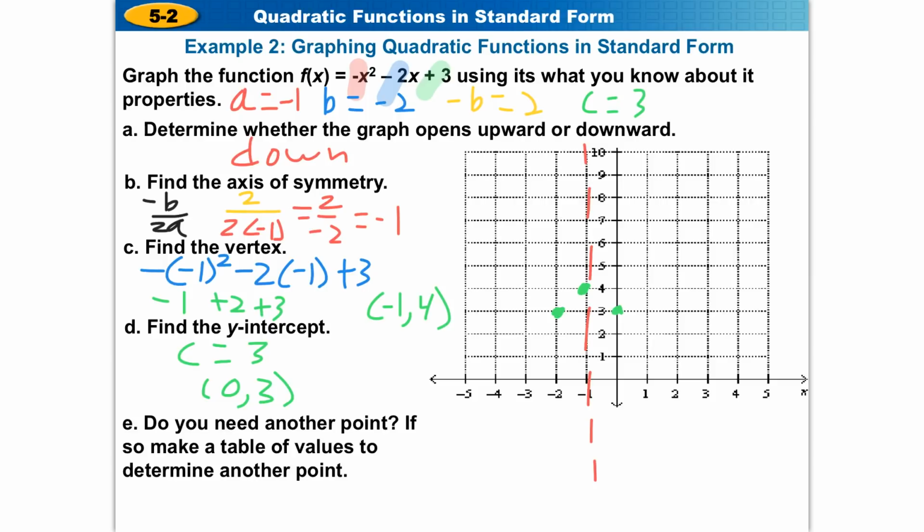So we want a good picture, so that's why I have to pick one more point. I'd rather use a positive number than a negative, so I'm going to put 1 into the equation. So we will have -1 squared minus 2 times 1 plus 3. And when I simplify this, I get 0. So there's my next point, 1, 0. Reflect that over. Draw a nice smooth U-shaped curve, and there's our parabola.